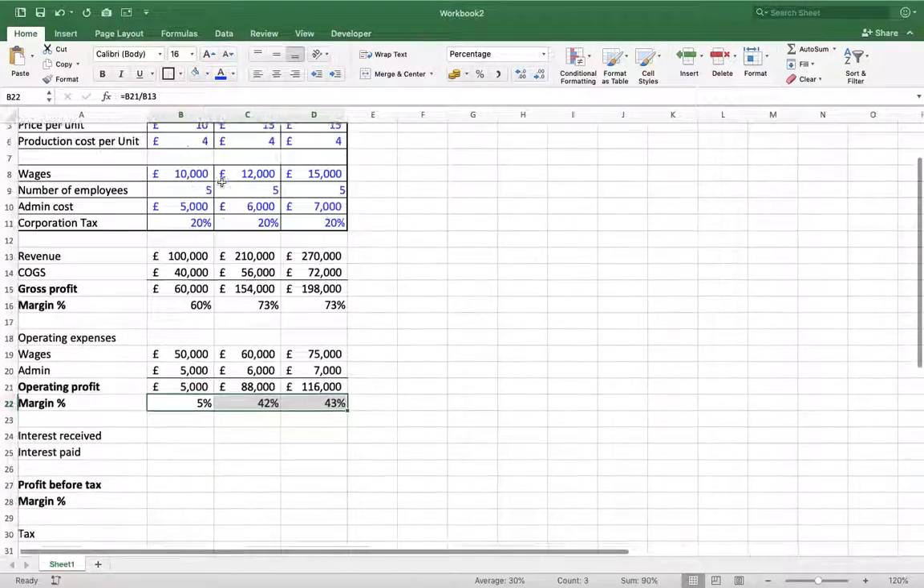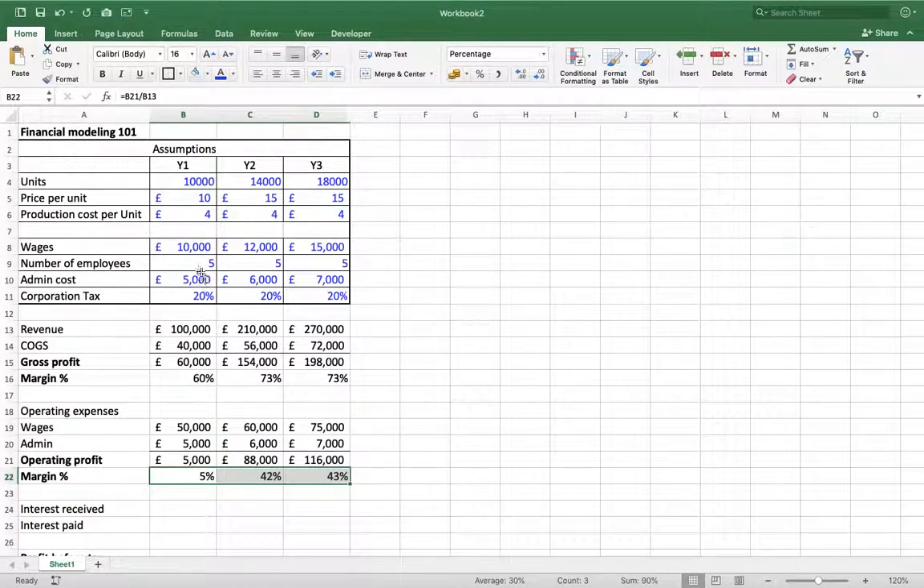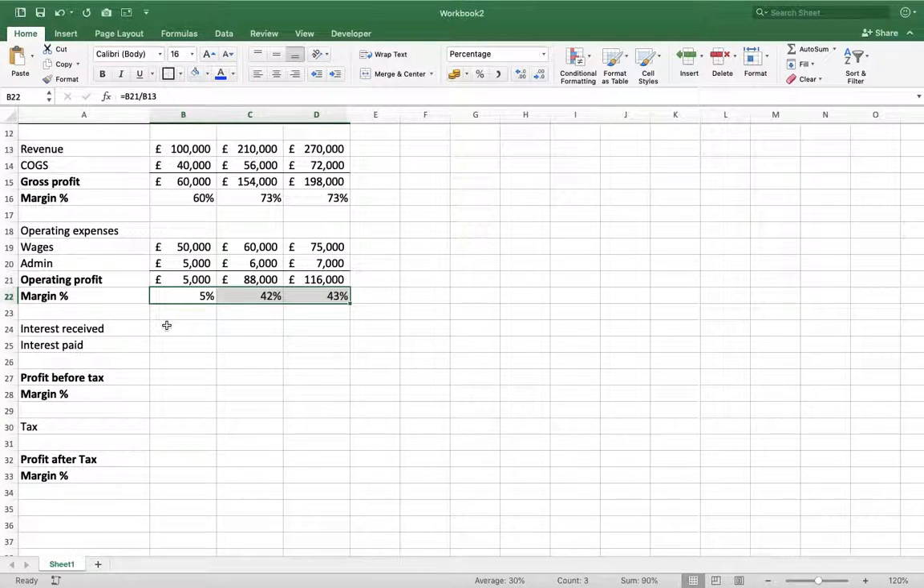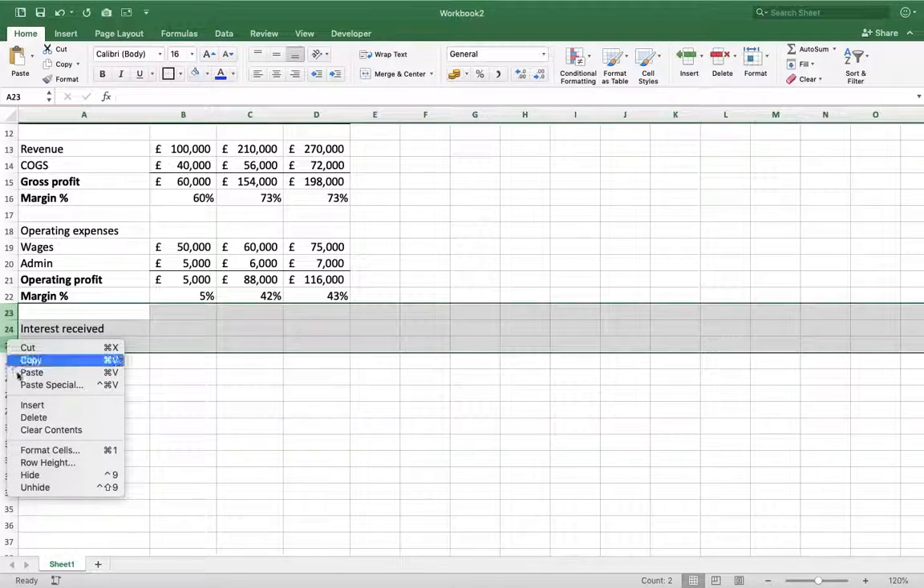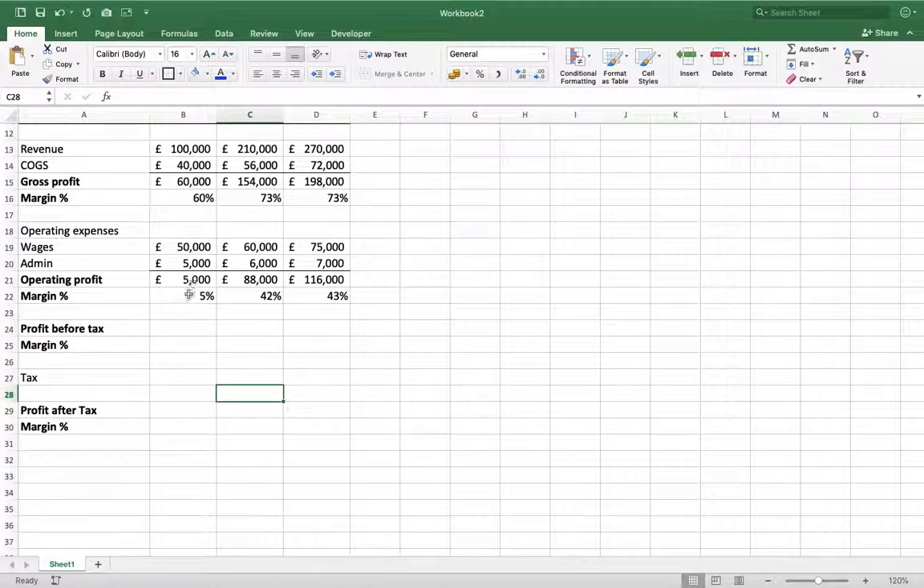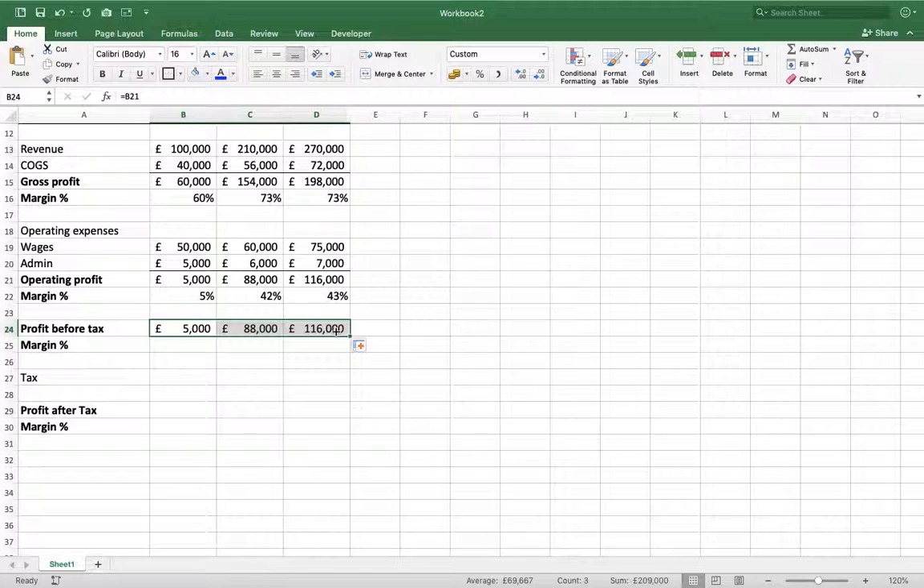Interest received, if there's any. We don't have any assumption for the interest received or the interest paid, so we don't need to put anything. We can just get rid of it for now because we're not using it. There, they're gone. Profit before tax would be the operating profit because we don't have any interest received or paid. The margin's the same, so we don't need that because we already know the margin. It was in place if we had something, so we don't need to repeat it.